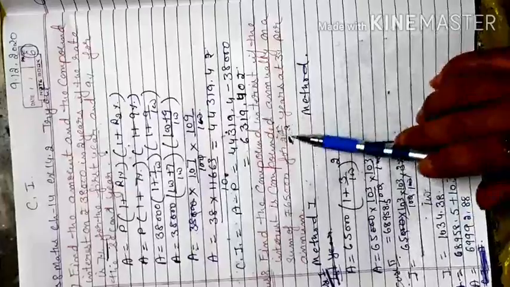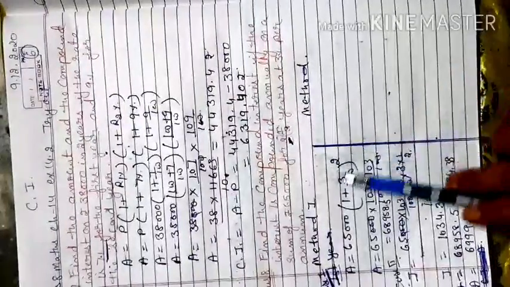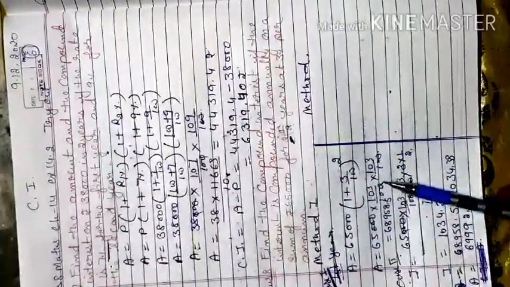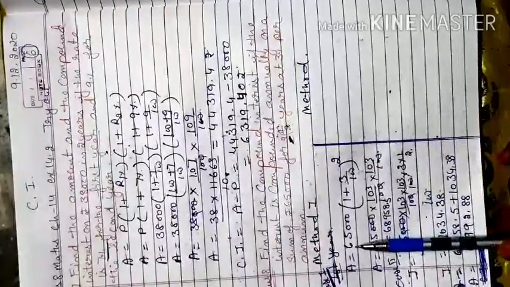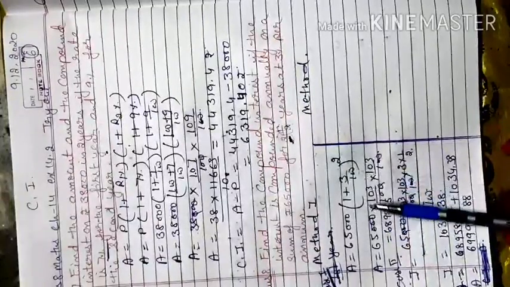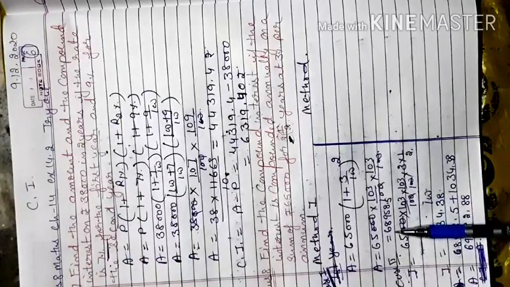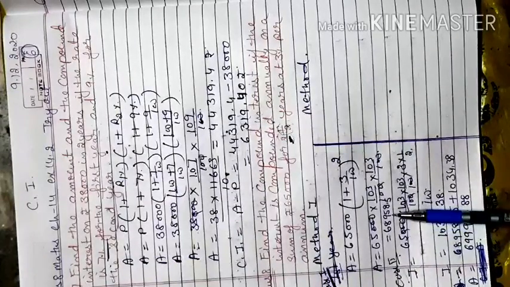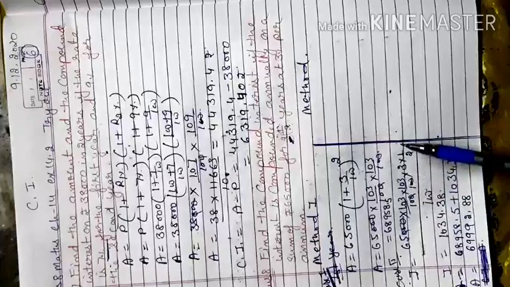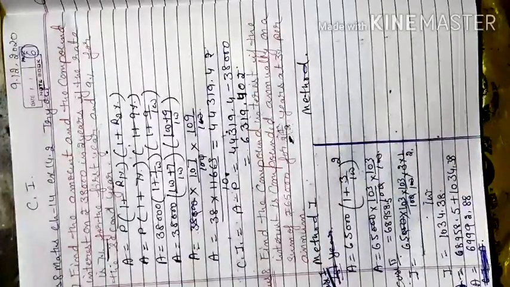First method: first 2 years are completed, so you can calculate the amount for the 2 years. Principal is 65,000 into (1 plus 3 by 100) raised to power 2. When you calculate this, you will get 68,958.5. Now you have to calculate the interest for the half year.